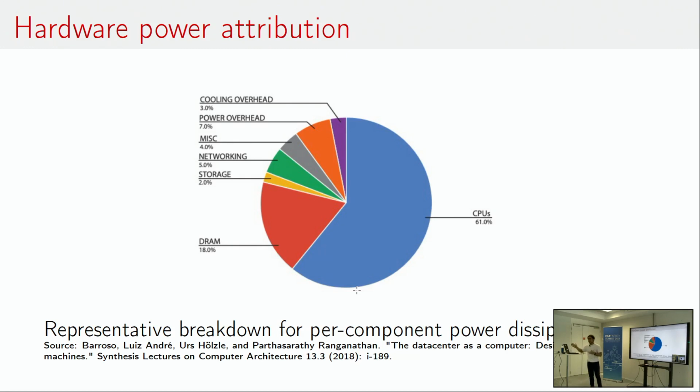Now, this slide displays a pie chart for a server-class system from Google's data centers. This server-class system is optimized for utilization. So these systems typically run at 100% utilization. They try to maximize the efficiency because for them, efficiency is very critical to profitability. And we can see the CPU is responsible for 61% of the power consumption. The memory is responsible for approximately 18%.